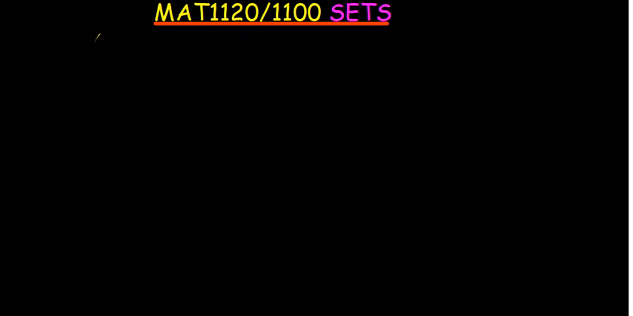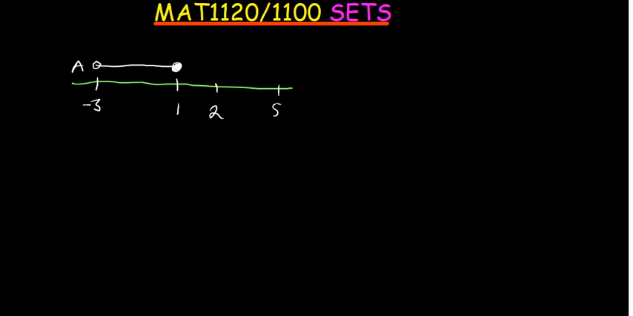Let me talk of maybe something else. I'm going to put this directly on a number line so that we just find the union and the intersection. Let's say set A is starting from, this is negative 3, this is 1. And then I'm going to put set B, which is going to start from 2 up to 5. Now this is set B.